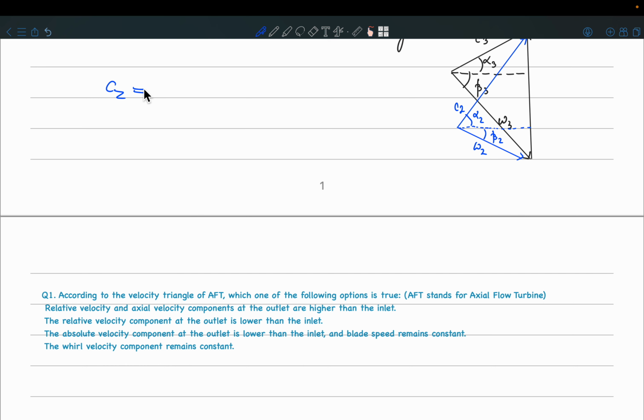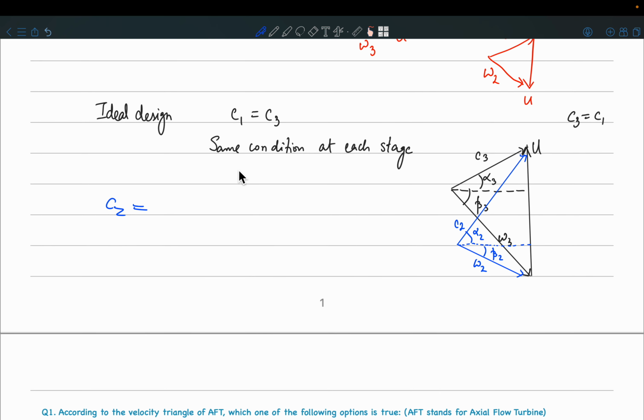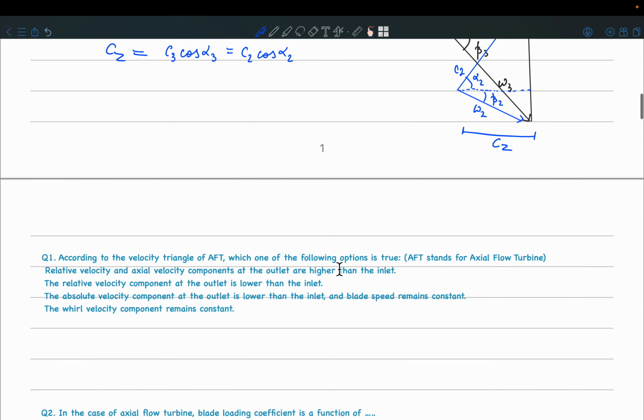So Cz. So what is Cz? That is nothing but your C3 cos alpha 3, but it is also equal to C2 cos alpha 2. Okay, so this length is Cz, and that axial velocity component remains same throughout. So this option is not right. Relative velocity component at the outlet is lower than that at the inlet. No, we saw that W3 is actually more than W2, isn't it? So this is again false.